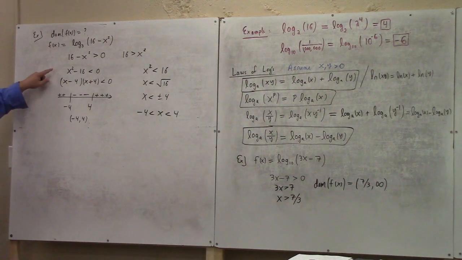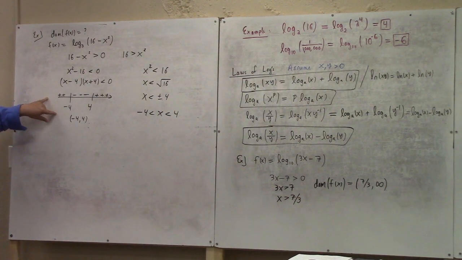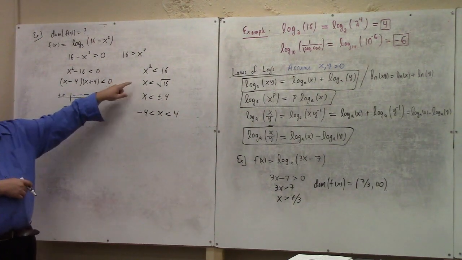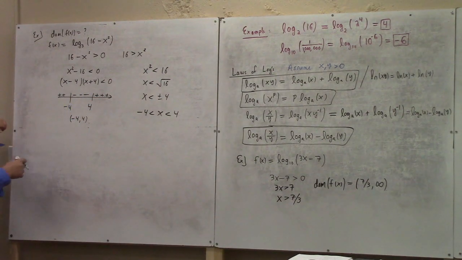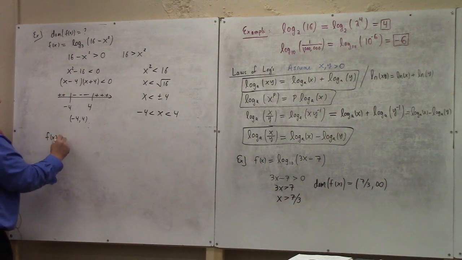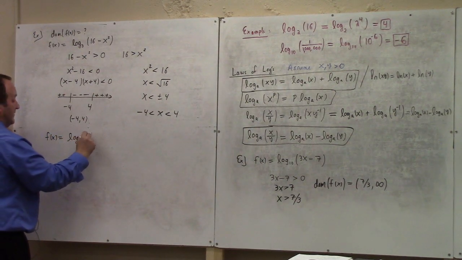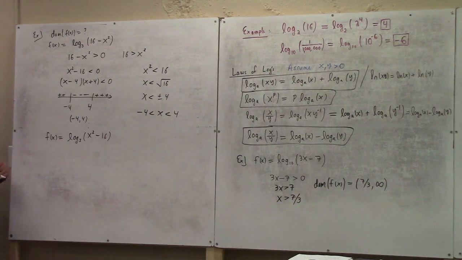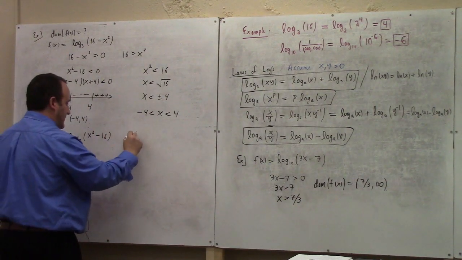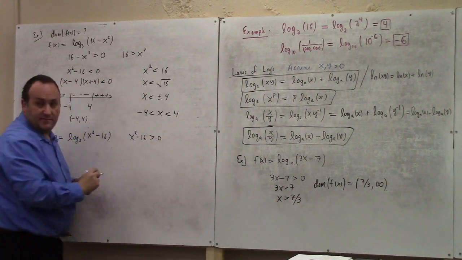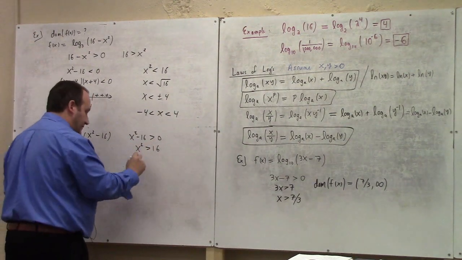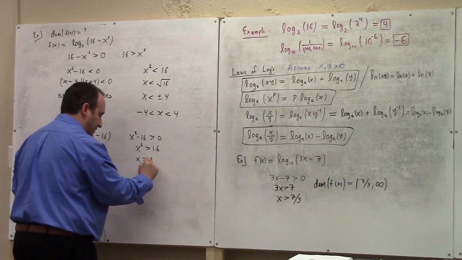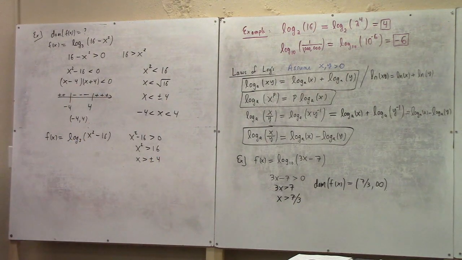That is what we found over here, but this can get you into trouble because of what happens if we go the other way. Suppose instead of 16 minus x squared, I had f of x equal to log base 3 of x squared minus 16. Then you want x squared minus 16 to be greater than 0, so x squared is greater than 16. So I suspect you'd take the square root of that and say x is greater than plus or minus 4, which is the same thing as what you wrote on the other side.